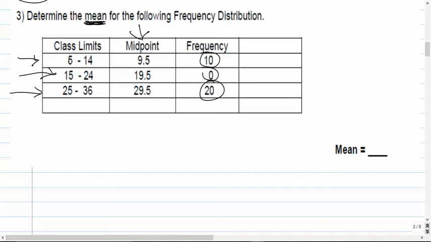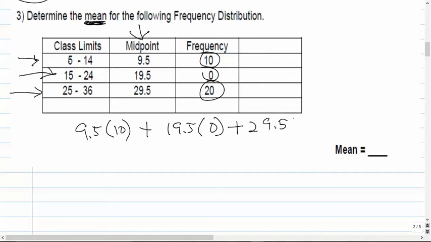So here's how you'd calculate the mean. You take 9.5, multiply it by 10 because that's on the average number of times data shows up from that interval. Then you take 19.5, but again, it doesn't show up at all. Then 29.5 as an average shows up 20 times. Divide by how many pieces of data you have. Well, you add up your frequencies, and that is 30.